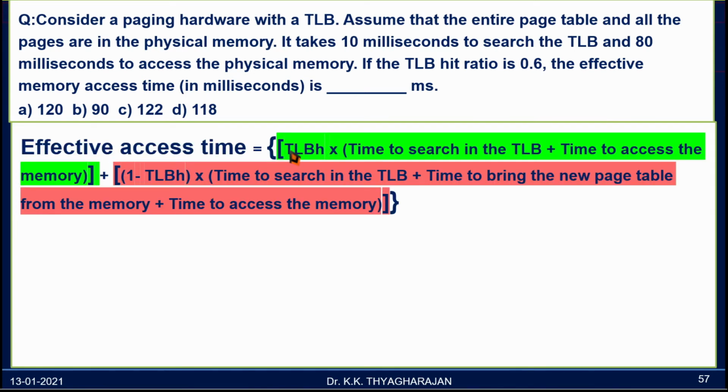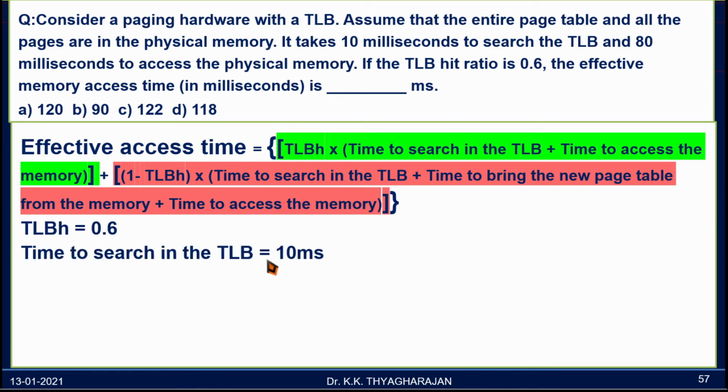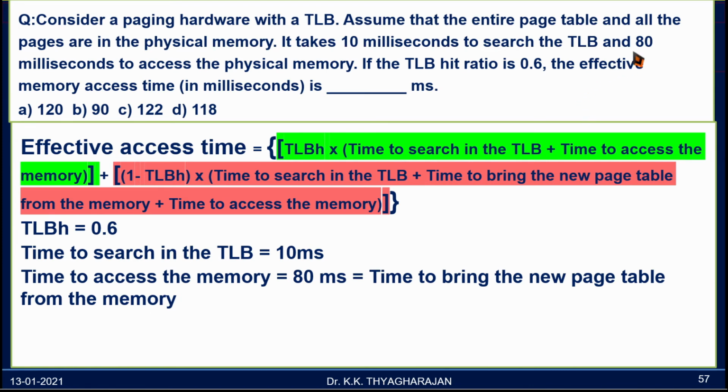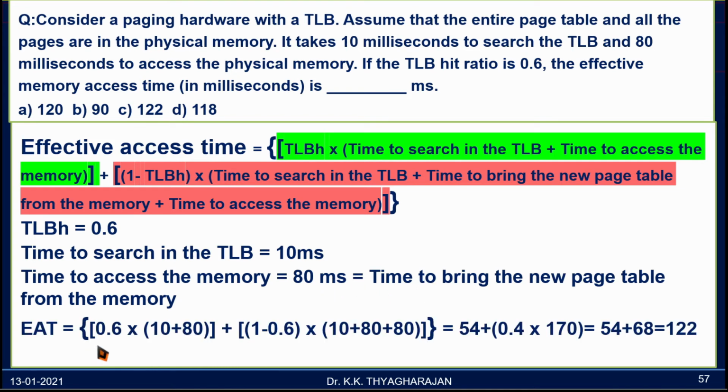We can directly apply the formula because it is easy to remember. The hit ratio is given in the problem, that is 0.6. Then time to search in the TLB is also given. It is 10 milliseconds. Then 1 minus TLB hit ratio can be calculated. Then time to access the memory is equal to 80 milliseconds. And the time taken to bring a new table will also be 80 milliseconds. So the effective access time is 0.6, that is TLB hit ratio is 0.6. Then time to search TLB is 10 milliseconds. All are given in milliseconds, so you can directly add, no problem.